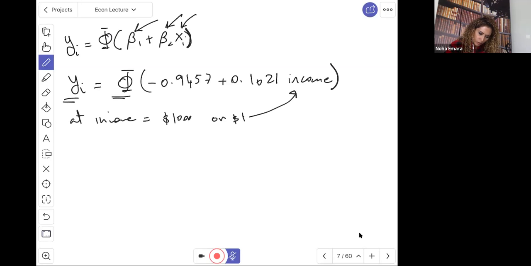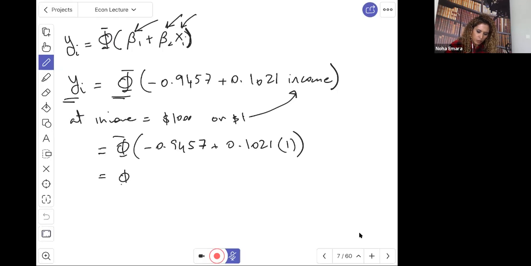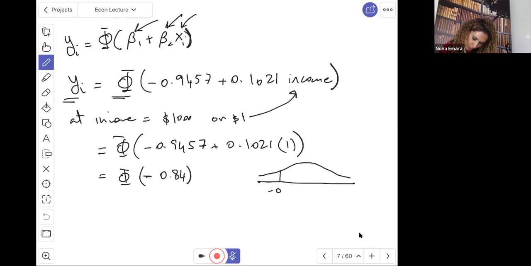So let's see. At income 1, you just plug in the 1: negative 0.9457 plus 0.1021 times 1, right? You just add and subtract, then this is going to be equal to negative 0.84. Okay, so this one is, what's the probability of all the points that are less than or equal to negative 0.84? I need this area.